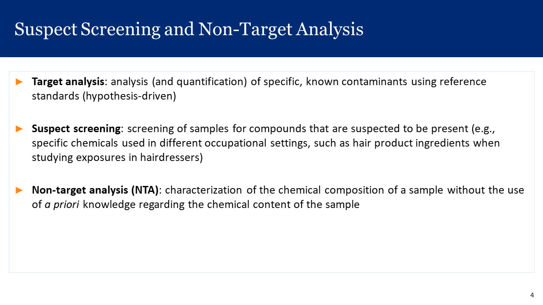And then last but not least, we have what is called non-target analysis, or also called NTA, which basically means that we are characterizing chemicals that are present in a sample without any previous knowledge regarding the chemical content of the sample. So we basically are completely blinded to what might be in the sample. We're letting the analytical tool identify which compounds are in there.